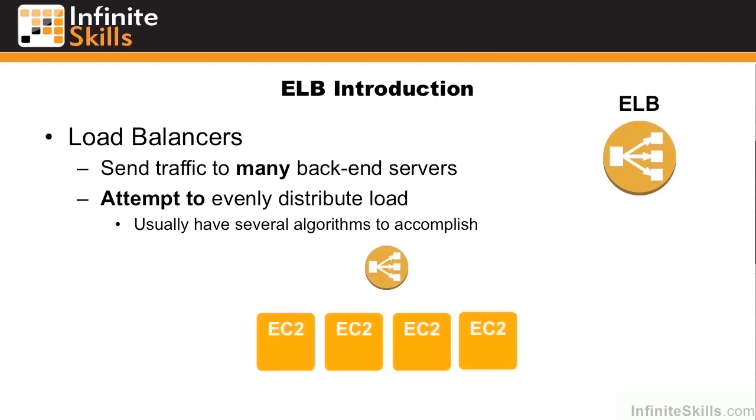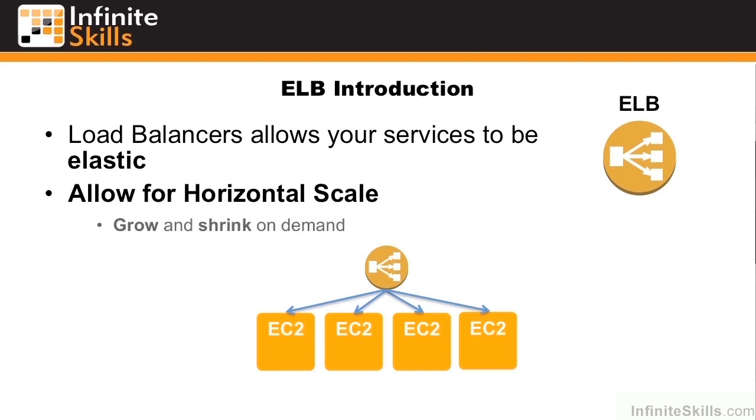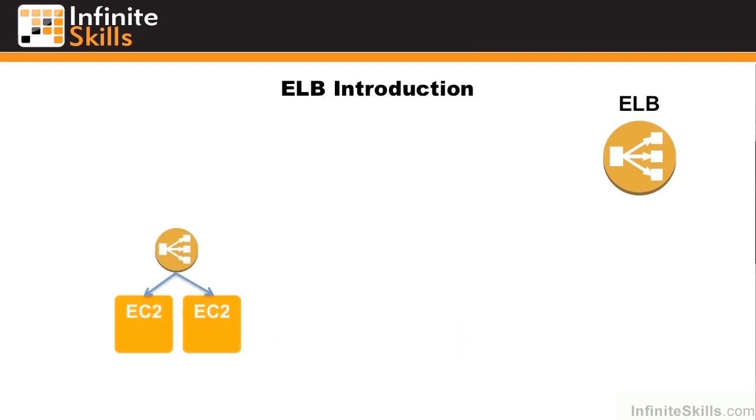Here we have a load balancer with several EC2 instances behind it. Traffic coming into that load balancer should be evenly distributed to each of the machines in the backend. Load balancers allow your services to be what we call elastic. They also allow for horizontal scale, which we'll talk about in a bit. This basically allows you to grow and shrink on demand.